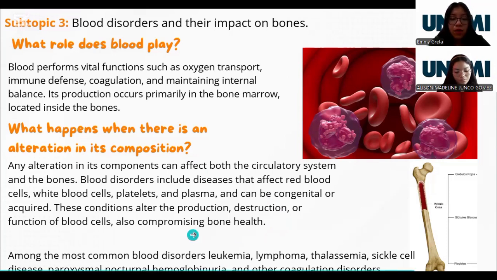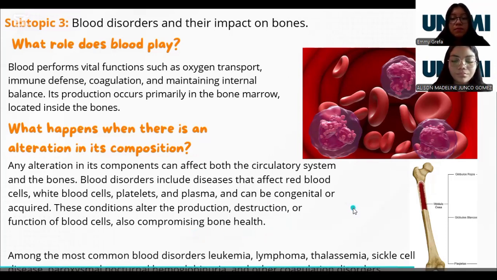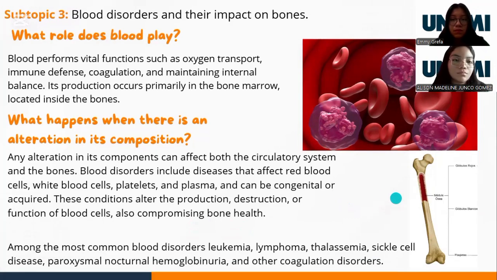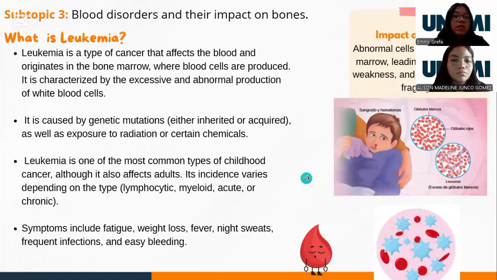Among the most common blood disorders are leukemia, lymphoma, thalassemia, sickle cell disease, paroxysmal nocturnal hemoglobinuria, and other coagulation disorders. What is leukemia? Leukemia is a type of cancer that affects the blood and originates in the bone marrow, where blood cells are produced. It is characterized by the excessive and abnormal production of white blood cells.